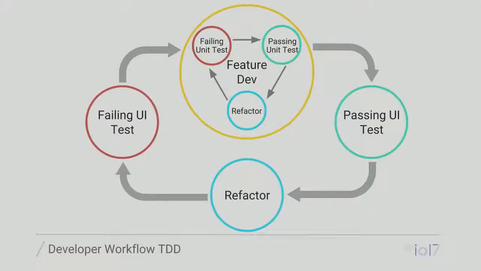Inside the larger iteration are a series of smaller iterations, and these are concerned with the unit tests. Here you're building the units required to make the feature pass. And again, you use the same mantra here, red, green, refactor, red, green, refactor. So let's take a look at an example application.